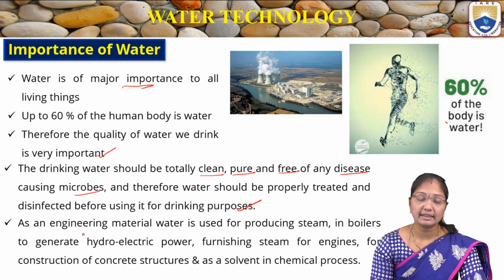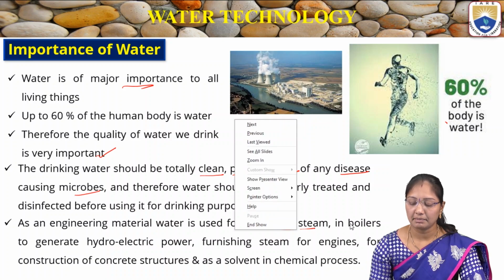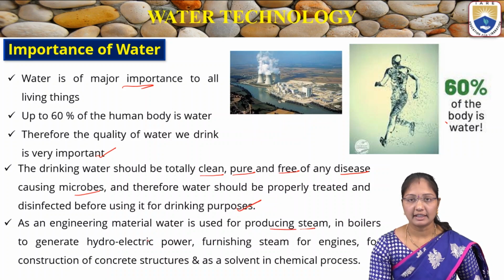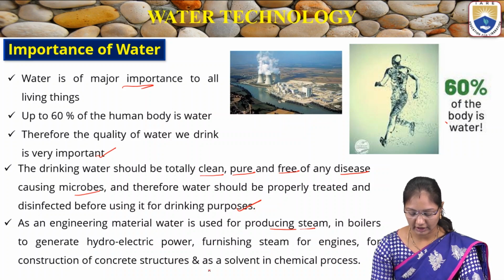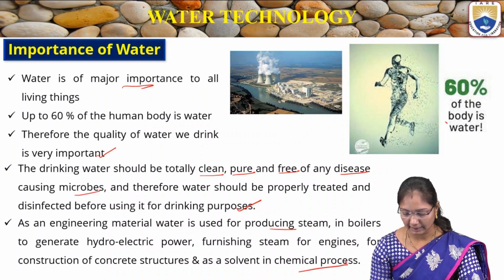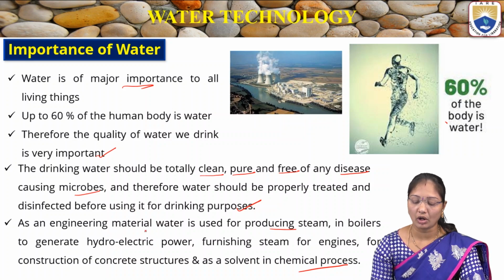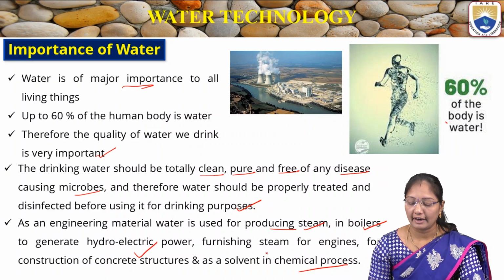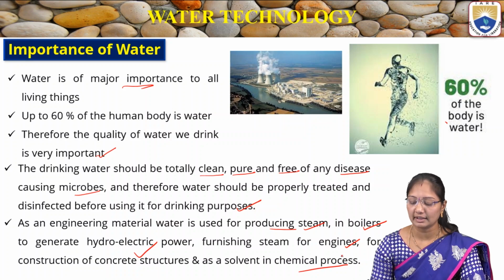This water is also used as an engineering material for producing steam in boilers, to generate hydroelectric power, furnishing steam for engines, construction of concrete structures, and as a solvent in chemical processes. So it plays a vital role not only for drinking and farming purposes, but also in industries like steam production, boilers, hydroelectric power generation, furnishing steam for engines, construction of concrete structures, and as a solvent in chemical processes.